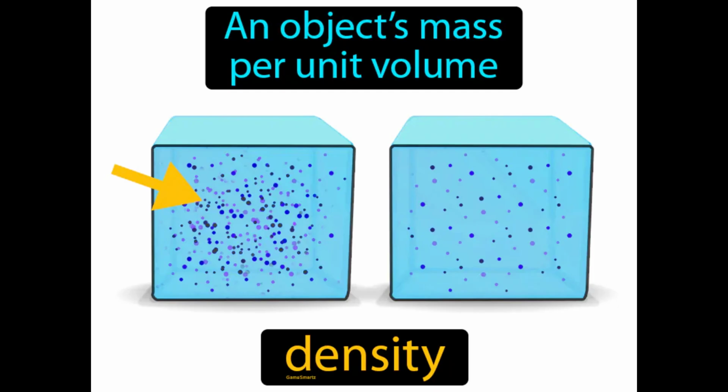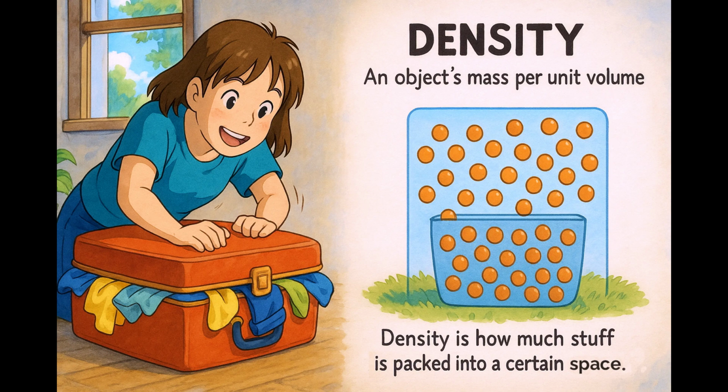An object's mass per unit volume. Density. Density is how much stuff is packed into a certain amount of space. Imagine trying to pack a suitcase for a week-long vacation, but it just won't close because it's too full. This is similar to the concept of density, where you're essentially trying to fit a certain mass of clothes within the limited volume of your suitcase.